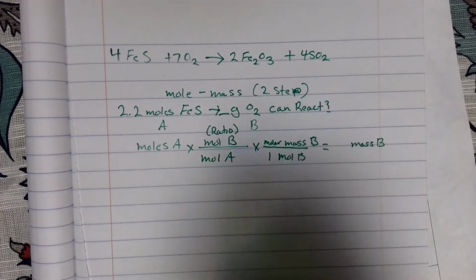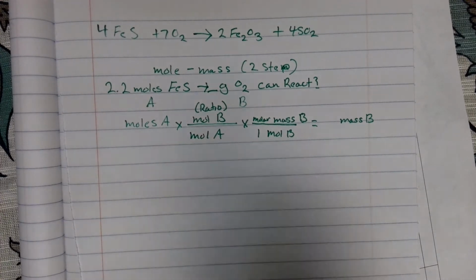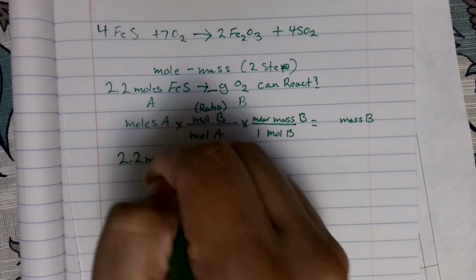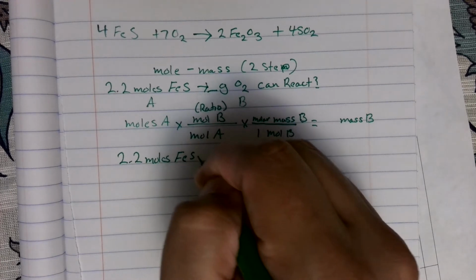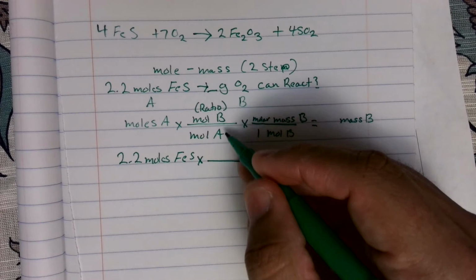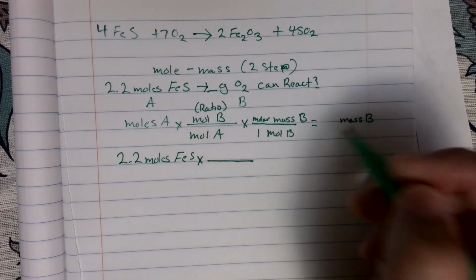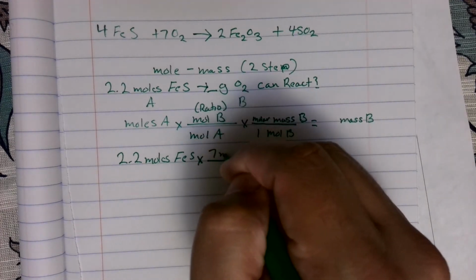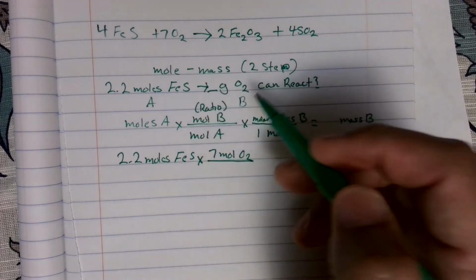Okay, so let's use the numbers given here. So I'm going to scoot that up a bit. And so we're given 2.2 moles of iron sulfide. Okay, so using that, we need to then set up the mole ratio. So this would be moles of B on top of moles of A. So if we're looking at this, that would be our moles of oxygen, because oxygen is B, so that's going to be 7 moles of O2. That's what's in the chemical formula up here.